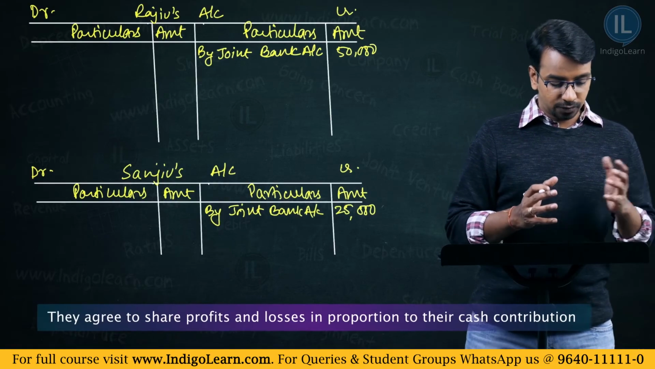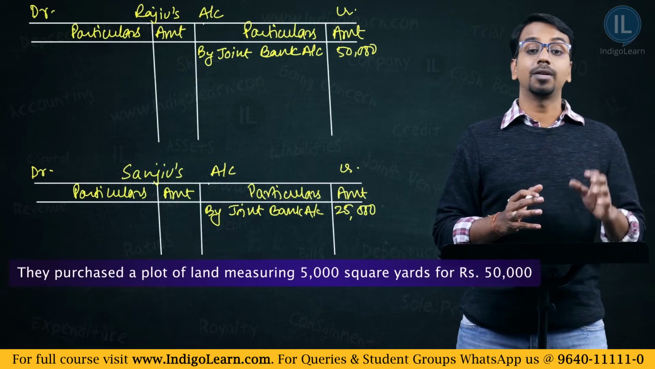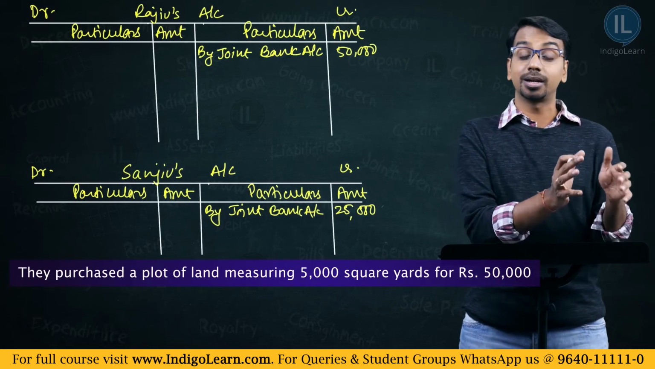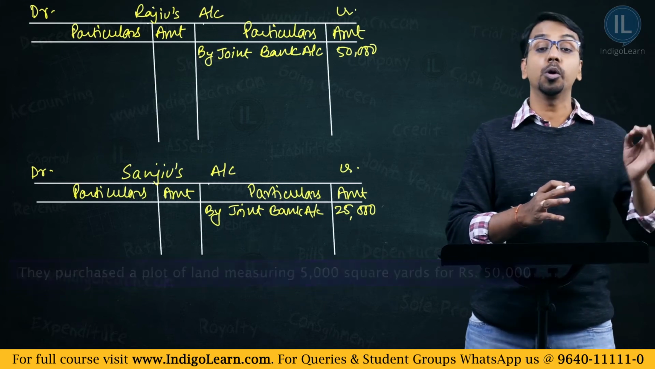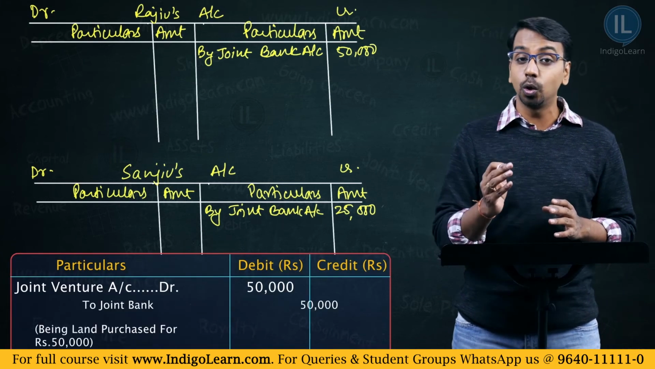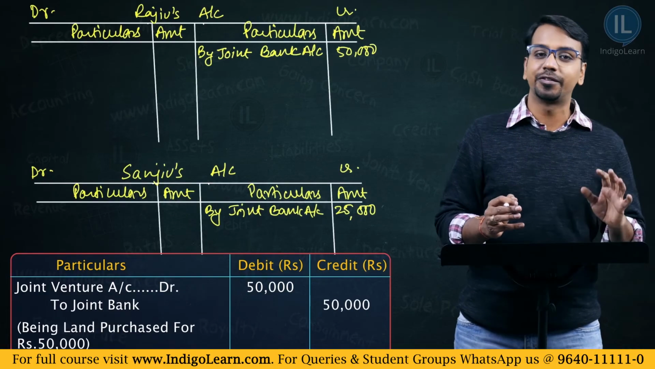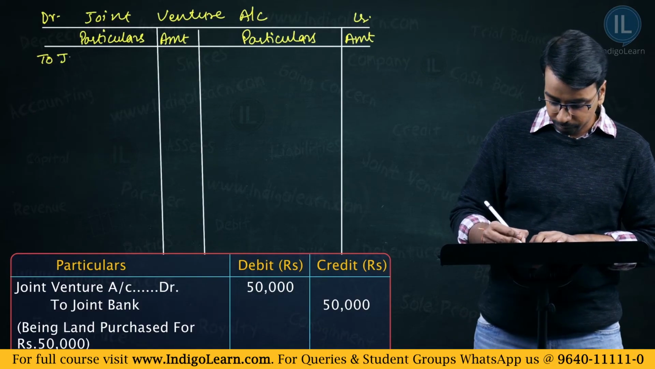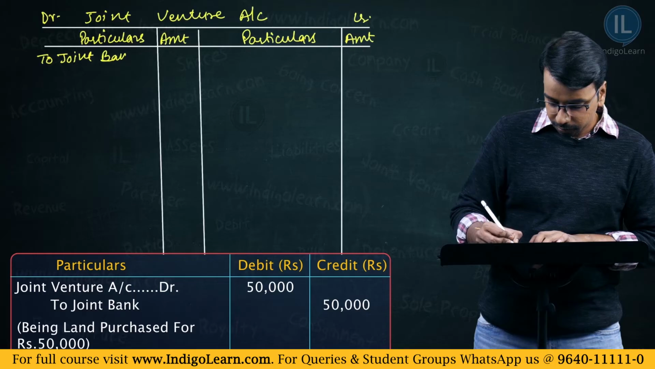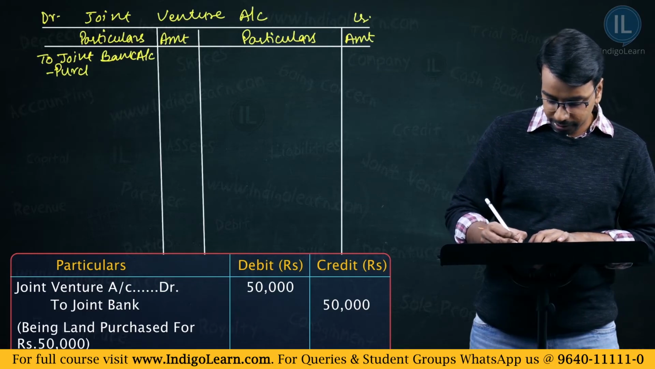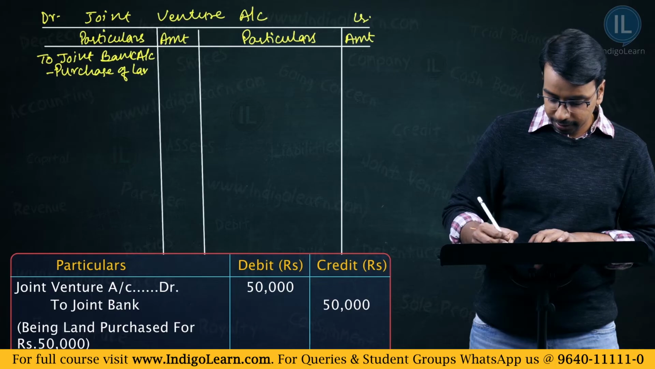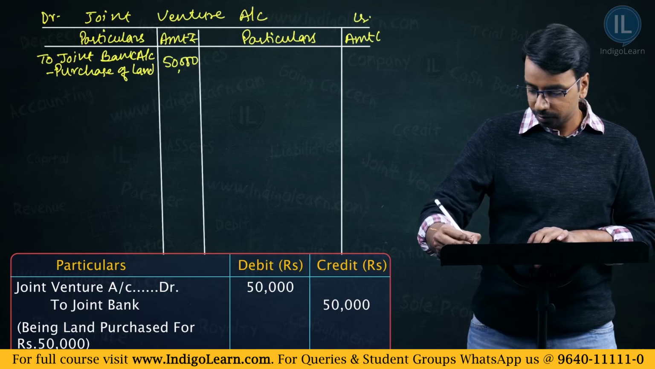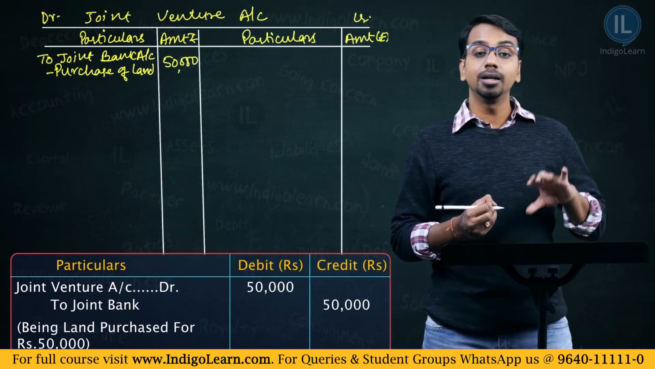Then profit and losses, we have computed what is the ratio. They purchased a plot of land measuring 5,000 square yards for 50,000. What is this? This will be considered as an expenditure for the joint venture. So joint venture account debited to joint bank account 50,000. So let us pass that entry. Joint venture account debited to joint bank account, purchase of land. And how much is the amount? 50,000 rupees is the amount.